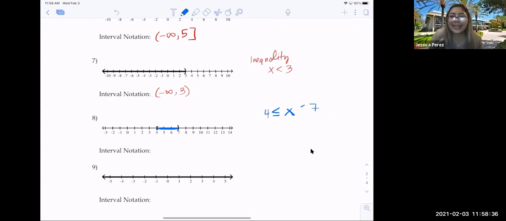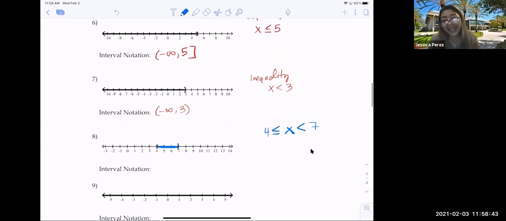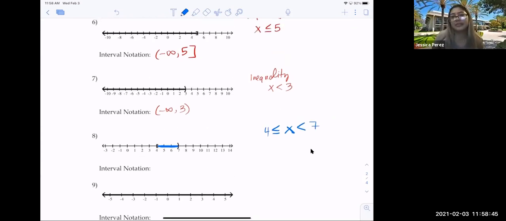So make sure you're looking at the inequalities. So what does this mean? This is saying that 4 is less than or equal to X, but it's less than 7. So X is in between 4 and 7, but one has a bracket and one has a parentheses. Do you see that? I hope that you do.